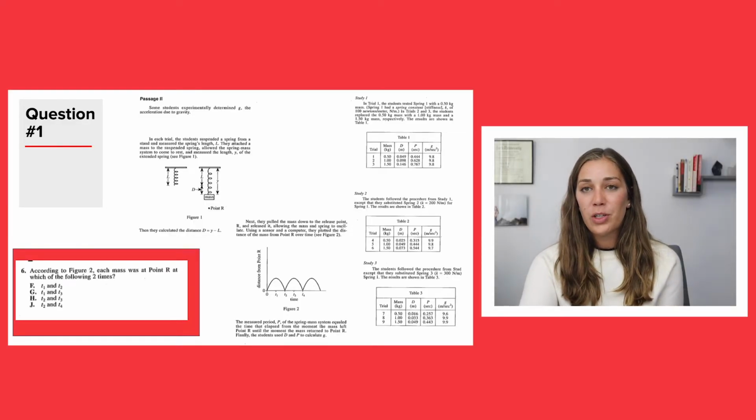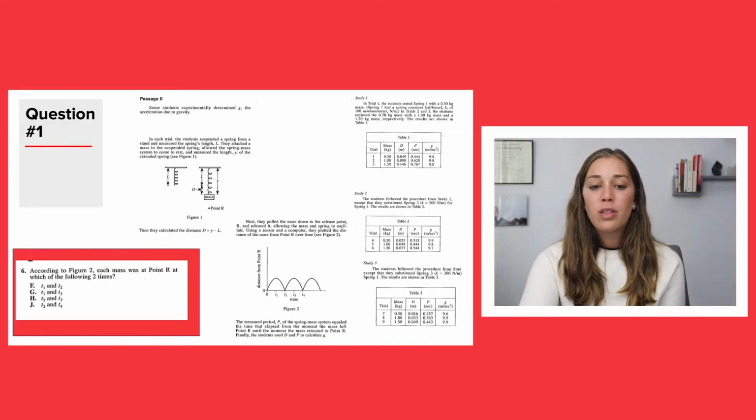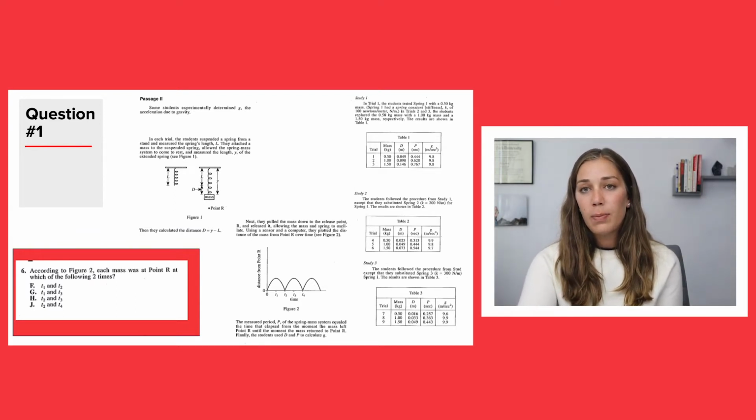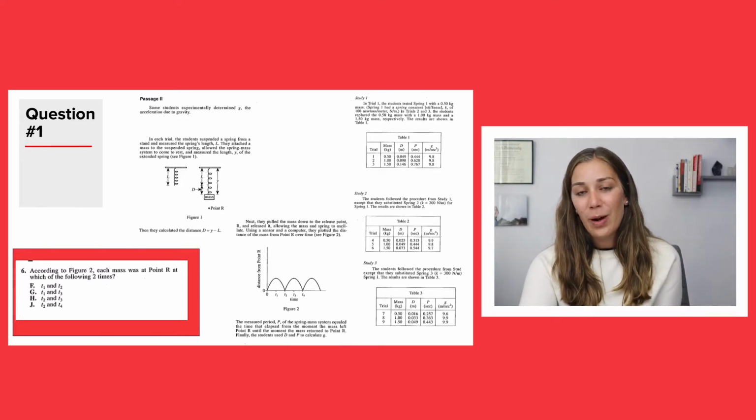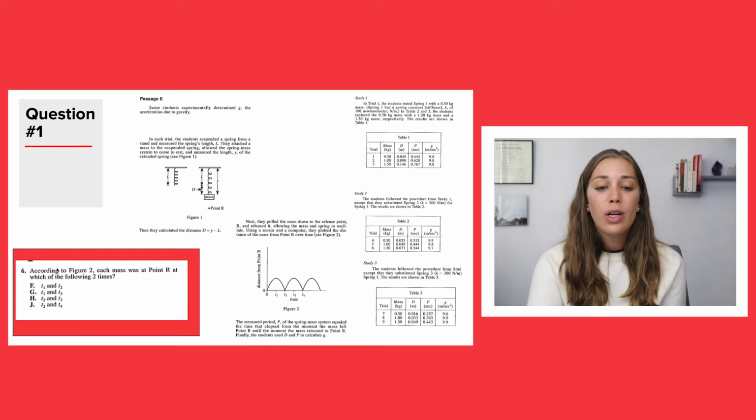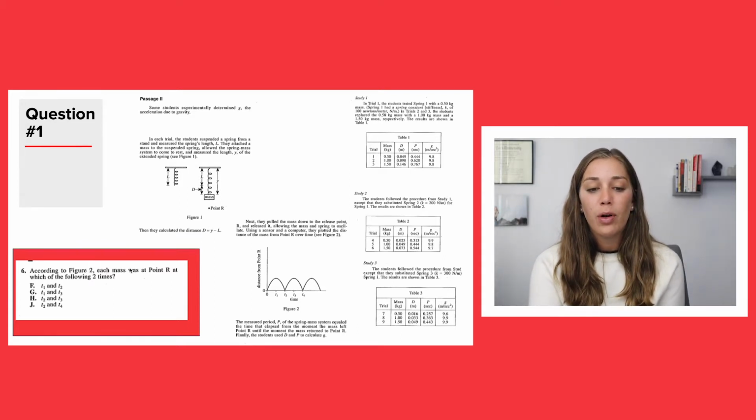So let's start with the first question from this passage. This first question is a basic data question. Usually with the science passages, they like to start with the "easier" questions, and that's typically going to be a data question. Number 6, according to figure 2, each mass was at point R at which of the following 2 times?